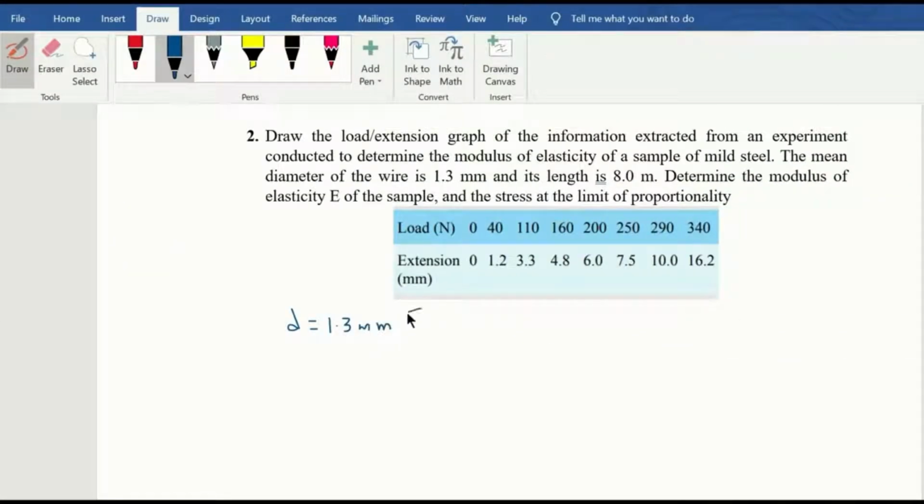We can convert that to meters. It becomes 0.0013 meters. Okay, they're giving the length of the material. The length is 8.0 meters.